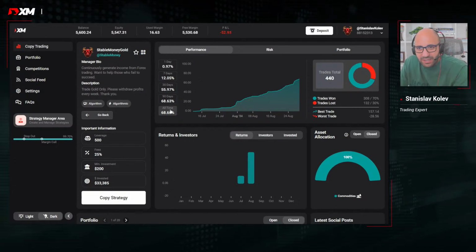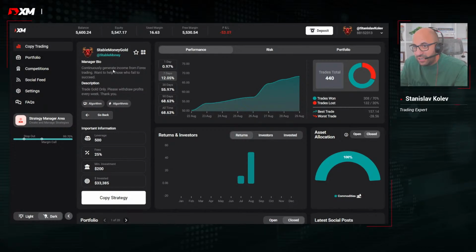Okay, this actually looks pretty solid, I have to say. This person is trading for not very much time, from July, but we're having consistent growth. Because we don't know exactly what he's doing, let's look into the bio. Continuously generate income from forex trading. Want to help those who fail to success. Trade gold only. Please withdraw profits every week.